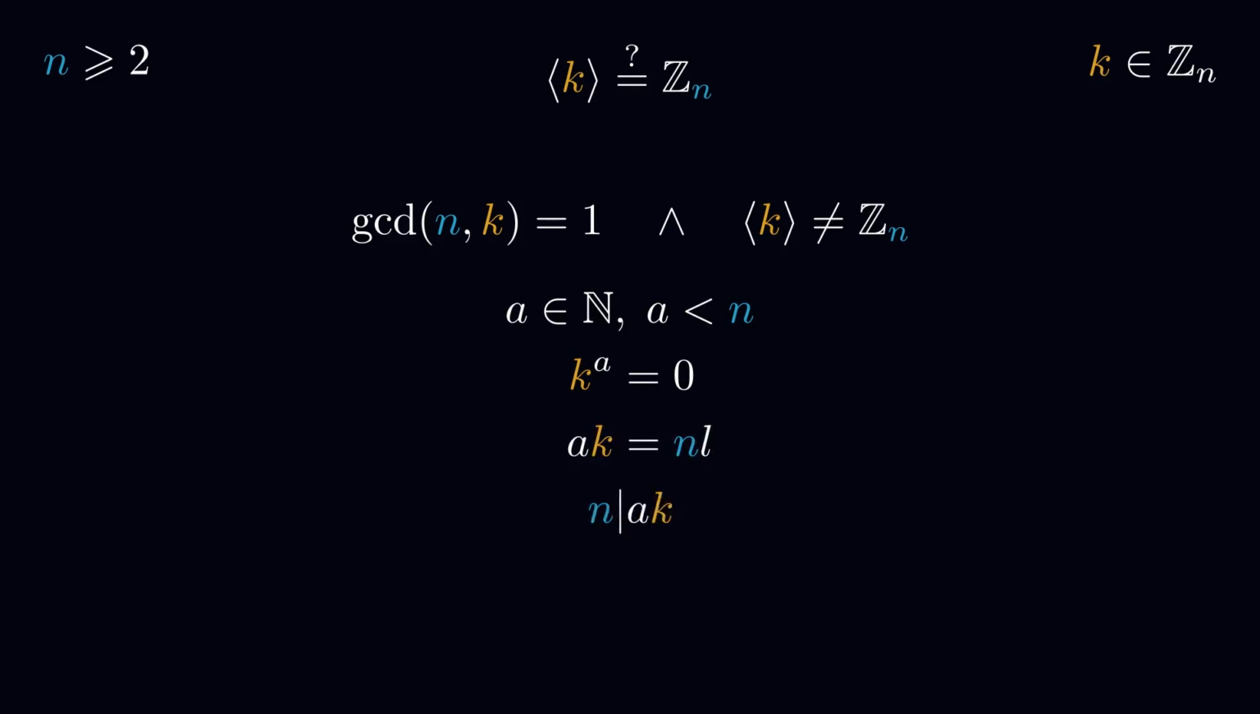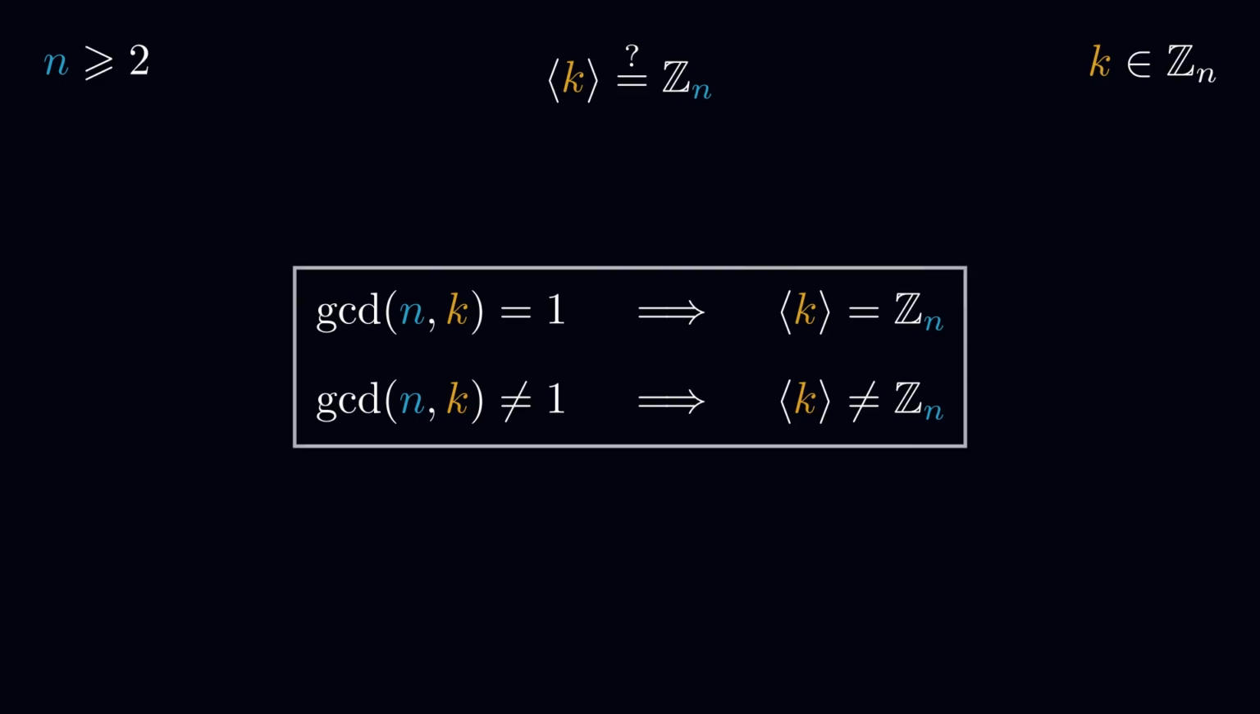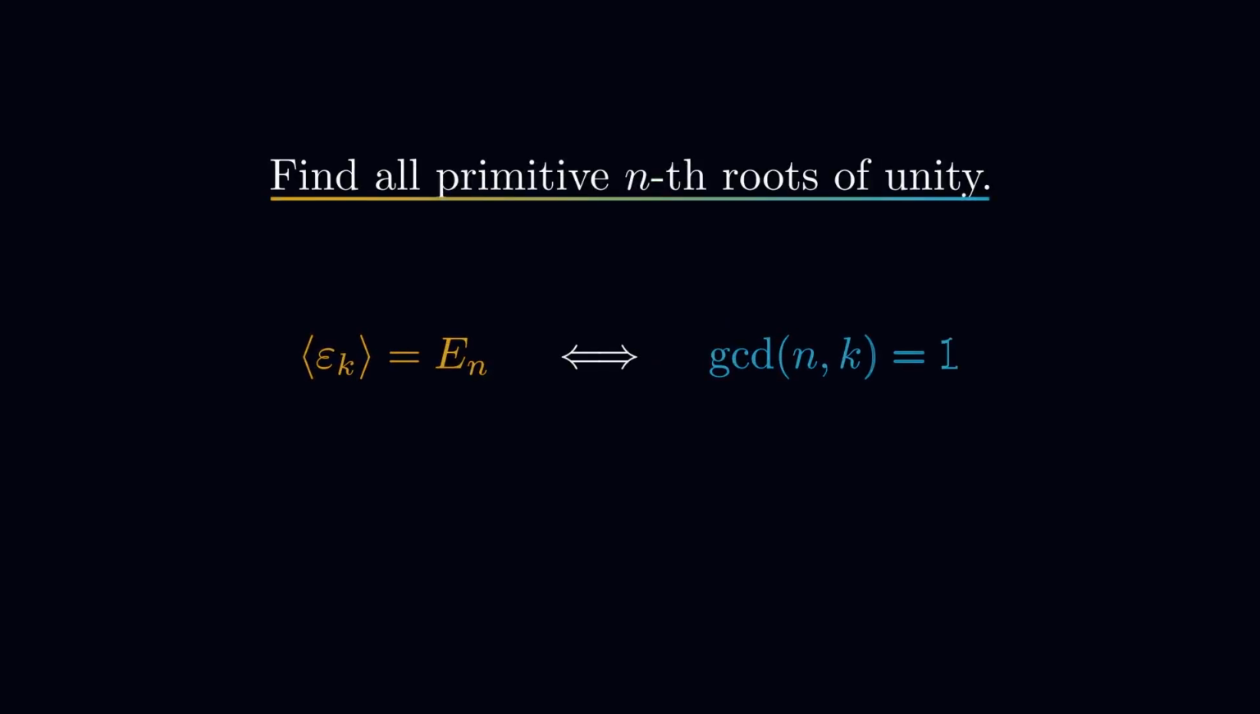This means that ak is divisible by n, and because n and k do not have any common divisors different to 1, n divides a. However, we have already assumed that a is strictly smaller than n, so n cannot be its divisor. So we can conclude that our previous implication was true. In summary, we have proven these two implications, which led us to the answer. The final answer is epsilon k is a generator of En if and only if n and k are relatively prime.